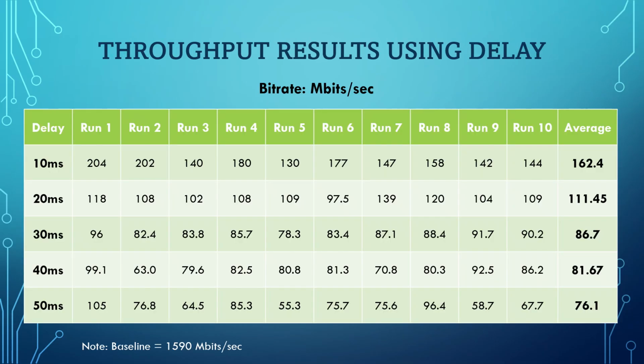After recording the initial baseline results, I then proceeded to shape the traffic, adding specific amounts of delay. Here we see the results of every test run at specific delay specifications and their averages. As you can plainly see, the bitrate drops dramatically from 1.59 gigabits per second, or 1590 megabits per second, to only 162.4 megabits per second with just a delay of 10 milliseconds. That is an incredible drop. As you can also tell, as delay times increase, the average transfer rate drops as well.